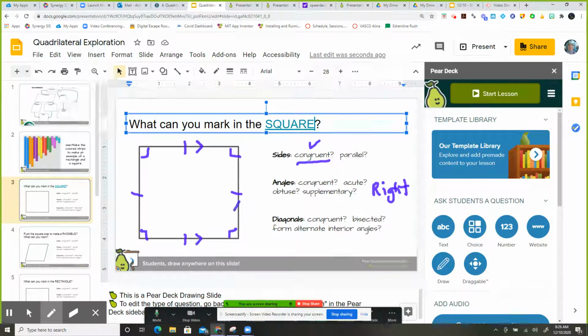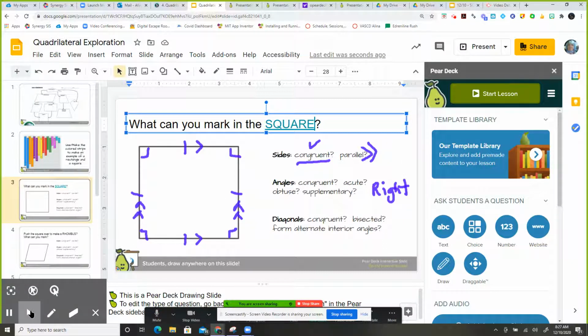So you want to make sure you mark the parallel with the arrows, right? How do you draw them? So you should be able to draw on the Pear Deck. You won't be able to draw like me on the Google Slides unless you have Screencastify. You want to draw on the Pear Deck. Is the Pear Deck open? Yes.